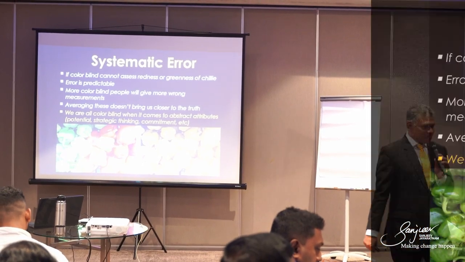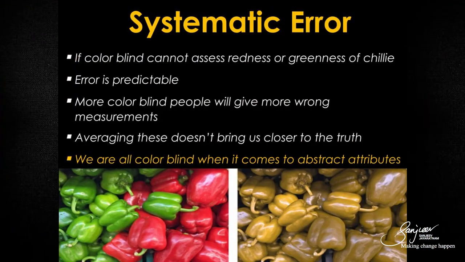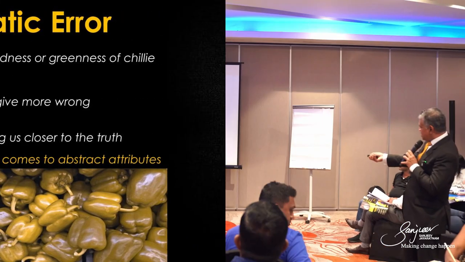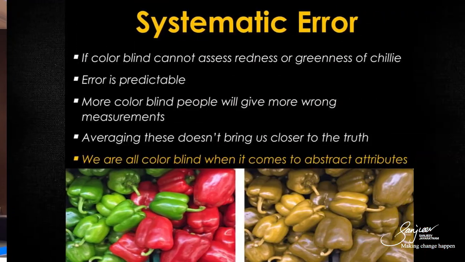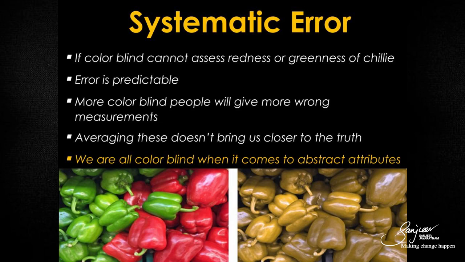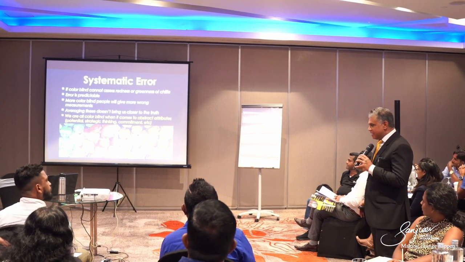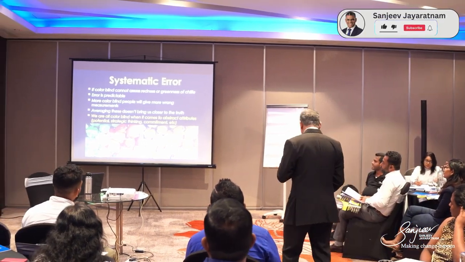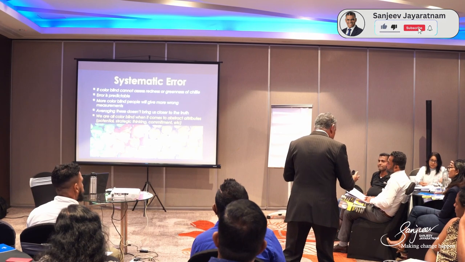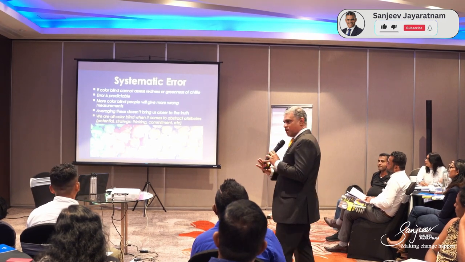So I was very interested when I learned this. If you get a colorblind person and you show them that picture and say, tell me, how green are some of these chilies and how red are some of these chilies? The colorblind person will tell me they all look brown, but a more yellowish brown. You ask another colorblind person, he'll say, no, it's not that yellowish, it's more brownish than yellow. You ask the third colorblind person, he'll say, no, no, y'all are both wrong, it's like really yellow. So what have we done now? We have asked three colorblind people to describe that.